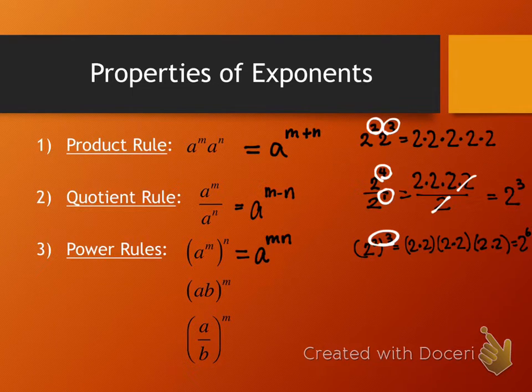Okay. The next two, again, also have that sort of a distribution kind of feel to it. ab to the m is actually a to the m, b to the m. And likewise, a over b to the m is a to the m over b to the m. And we can still use the a and the b if you'd like, and we'll just make the m a 3.